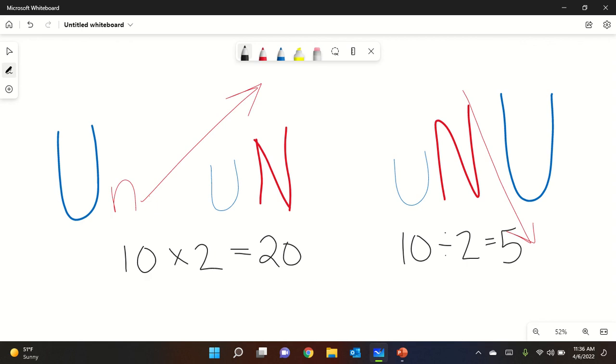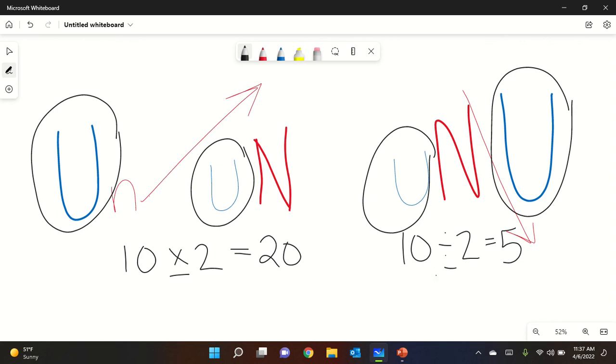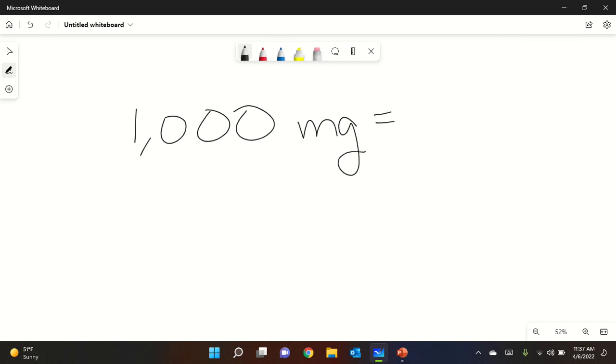So we can even sum this up by saying that if your unit gets smaller, you need to multiply. And if your unit gets larger, you need to divide. Let's practice. Let's do a little practice here. Let's say that you have 1,000 milligrams and you want to know how many grams is that?